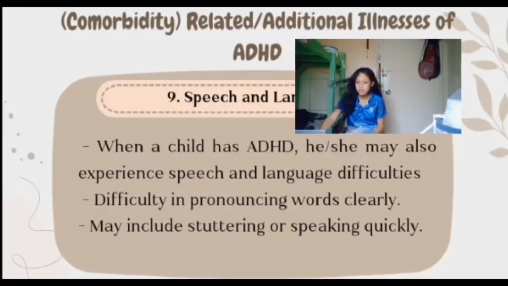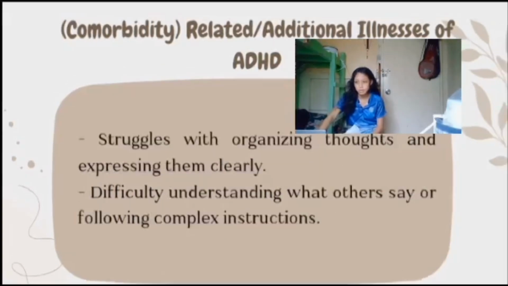Number 9 is speech and language. When a child has ADHD, he or she may also experience speech and language difficulties. Difficulty in pronouncing words clearly, or it may include stuttering or speaking quickly. They also struggle with organizing thoughts and expressing them clearly. They also have difficulty understanding what others say or following complex instructions.